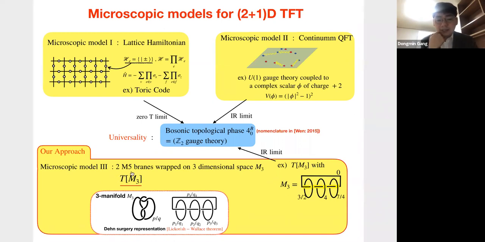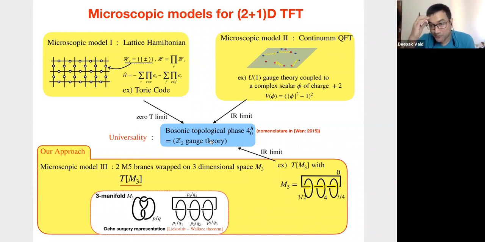In the M-theoretical construction, it corresponds to M5 branes wrapped on the three-dimensional space M3. Then what I will claim is that this theory at the IR limit is still described by this topological theory. So for a given three-manifold, of a certain type, we can assign a topological phase. In our approach, we give an alternative microscopic model to have the topological phase at the IR. This is the main motivation.